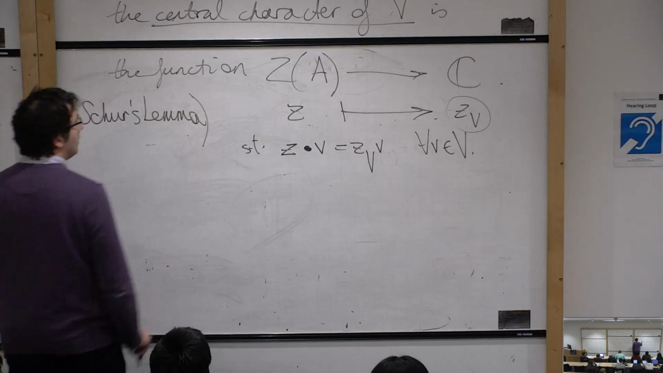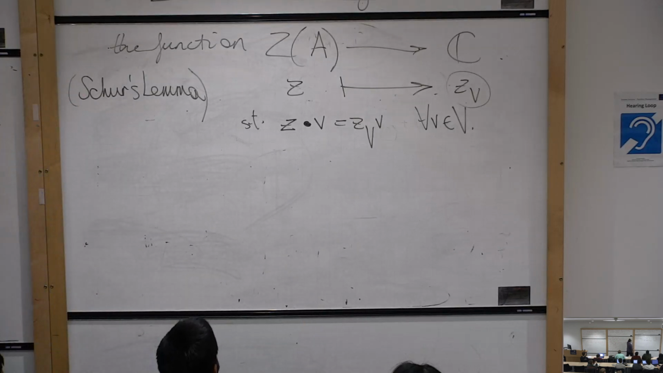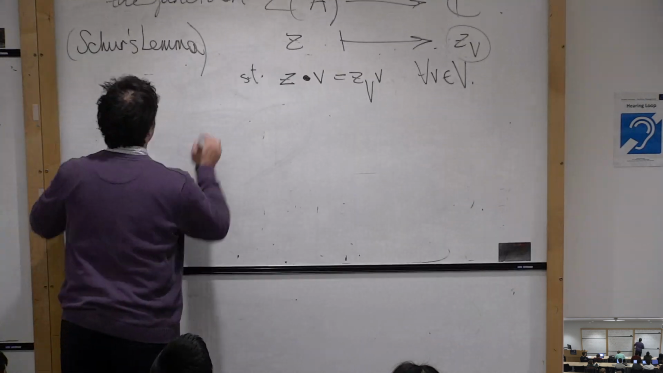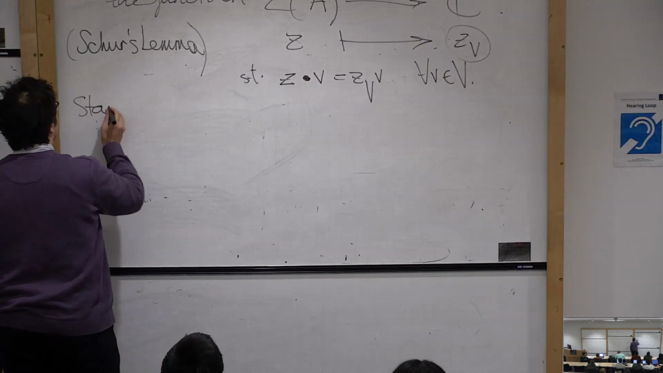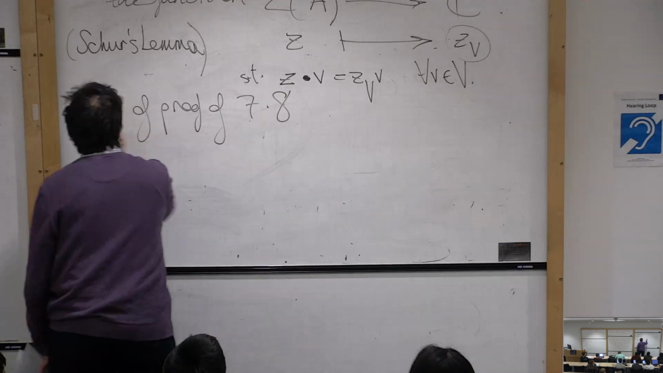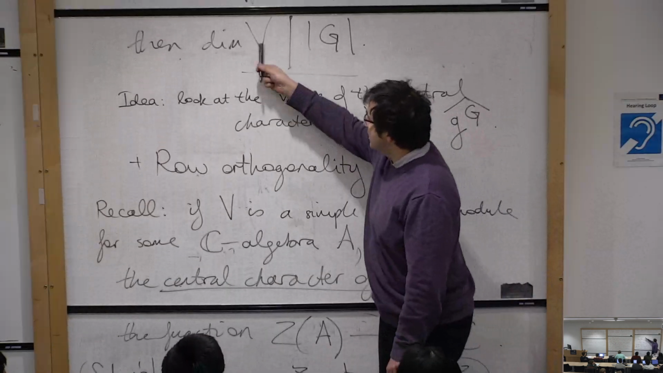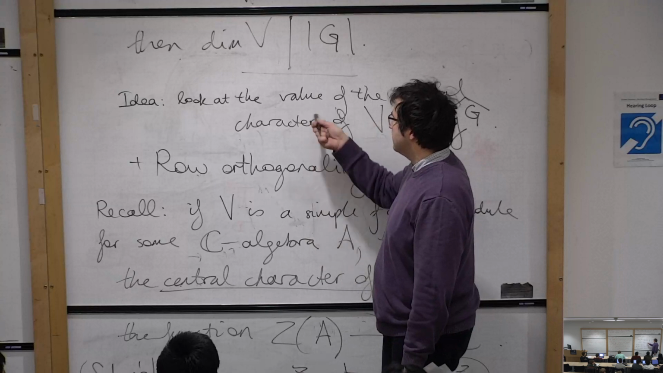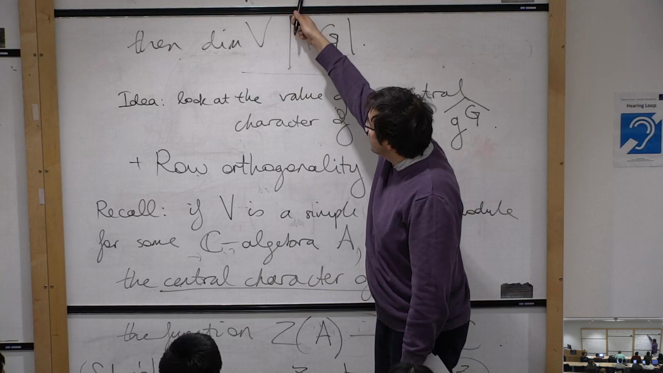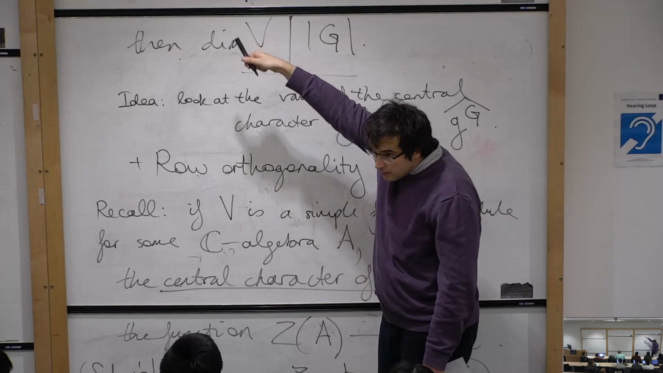I used this idea to prove that the number of irreducible representations is not too big. Okay, so let's see if we can start off the proof of this corollary. The goal: I want to show this divisibility. I'm going to use row orthogonality plus values. So let's start with row orthogonality. I've got an irreducible representation, so the inner product of the character of V with itself is 1.